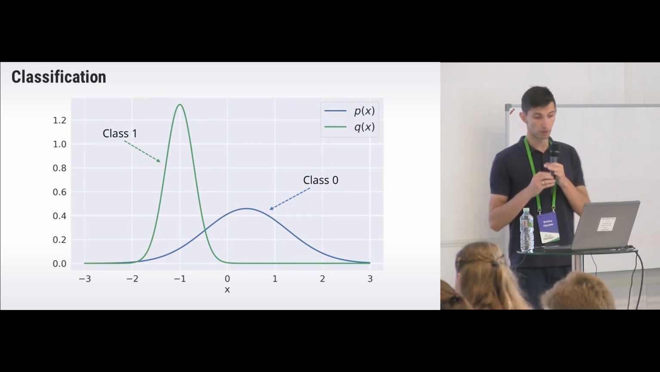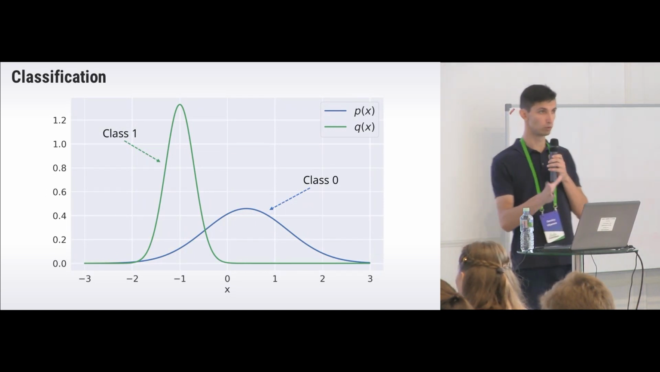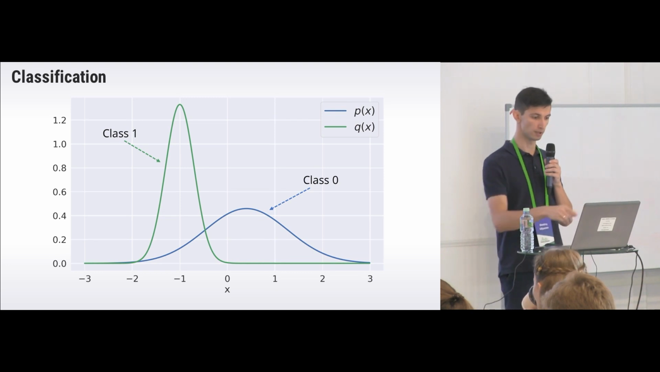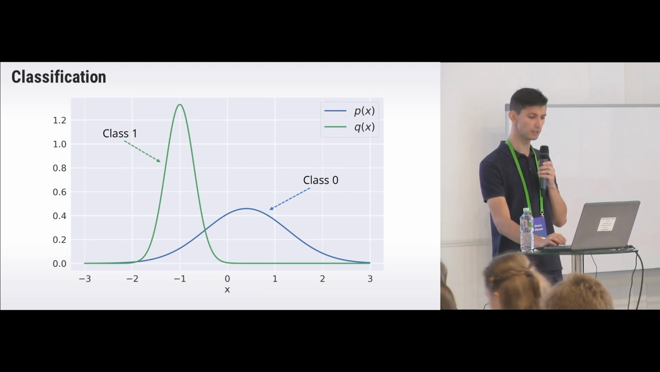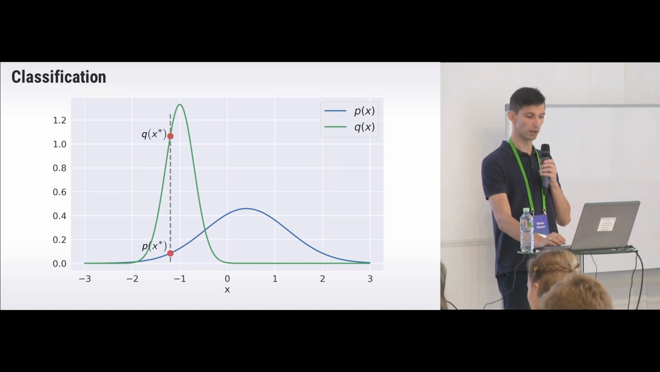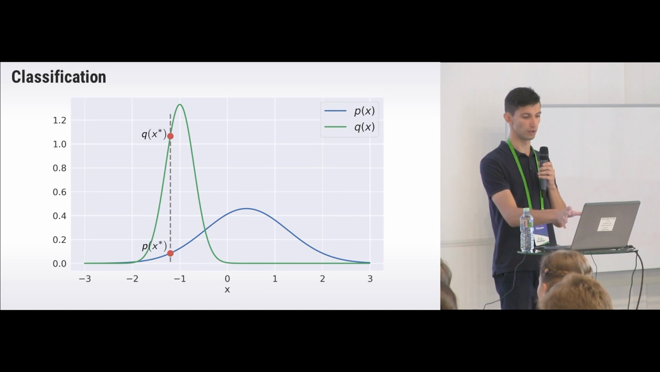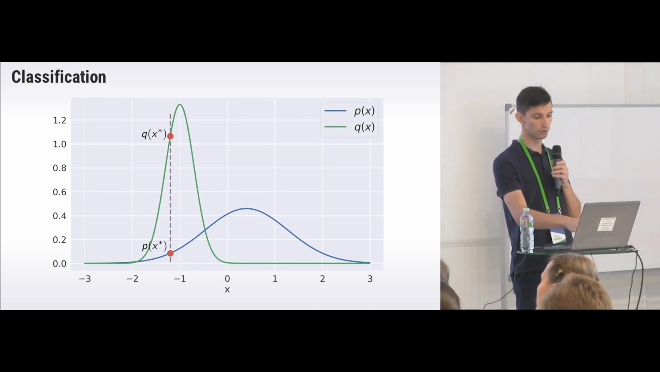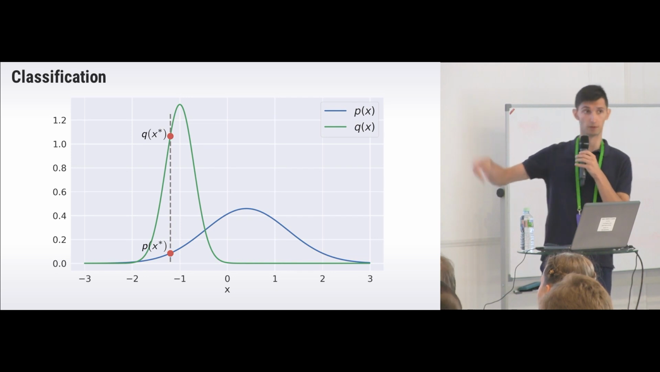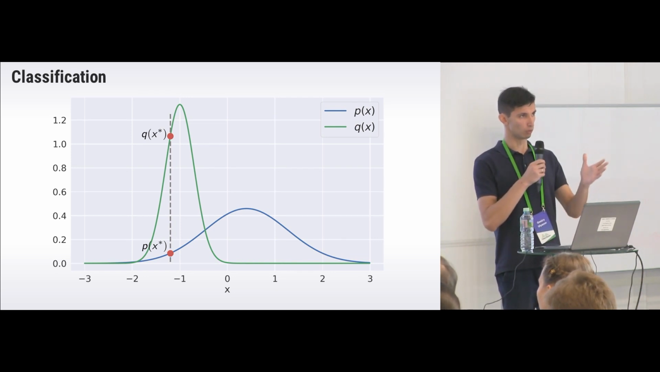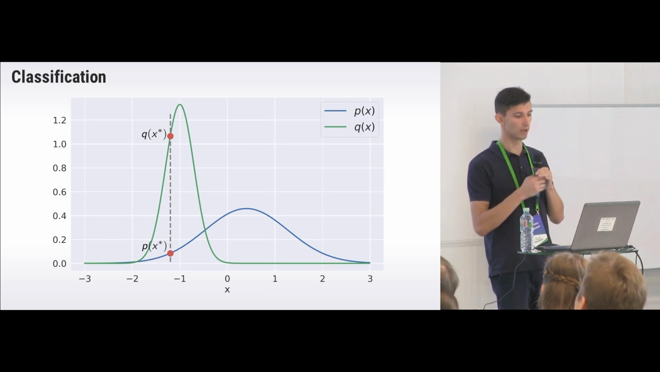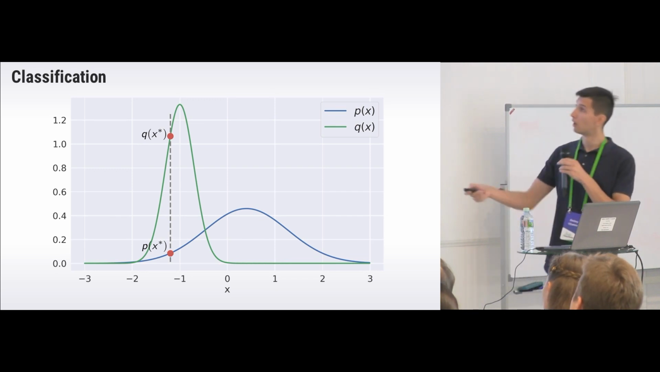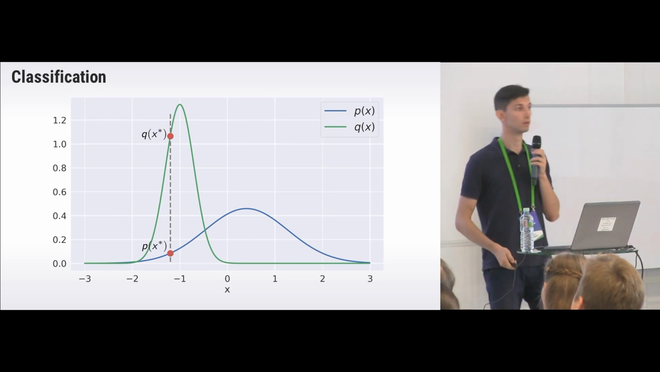So let's start. Consider a classification task where you have two classes. The density for class 1 is depicted here with the green curve, and the density for class 0 is presented with the blue curve. When you learn an optimal classifier on that data, for example at the point x star, which corresponds to this vertical line, what do you think this classifier will output?